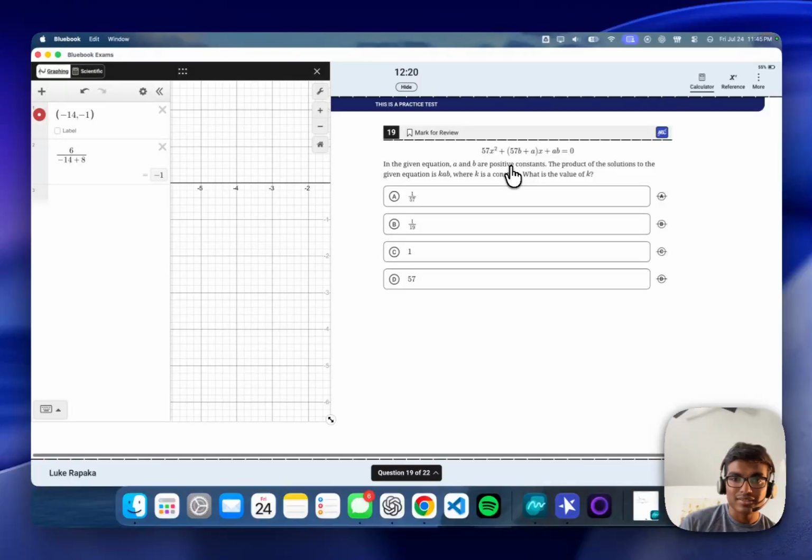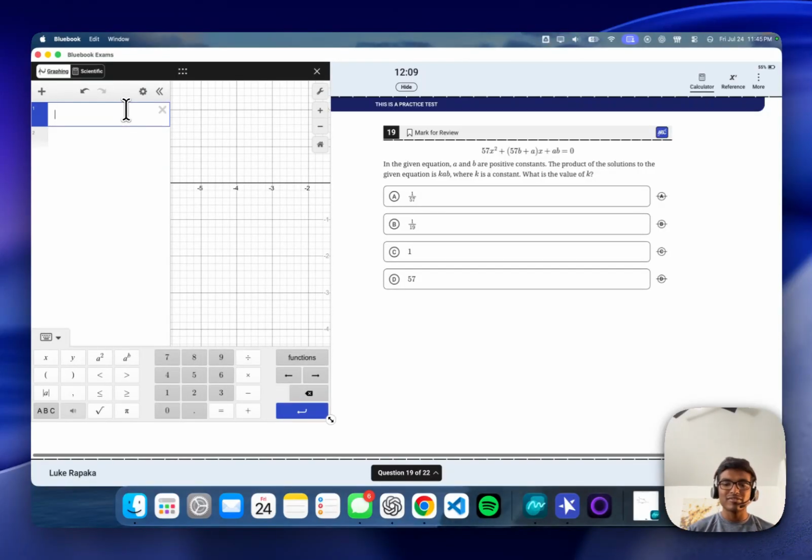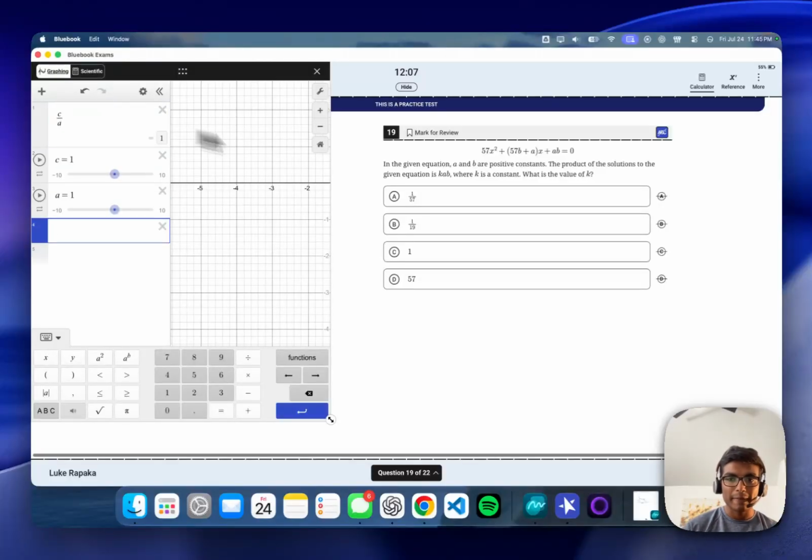Give an equation. Product of solutions is KAB. Okay. So this is actually one of those things, a shortcut I would recommend you knowing. So product of solutions is always C divided by A.